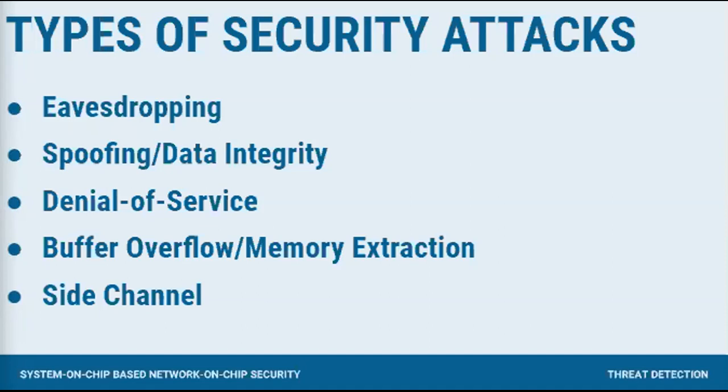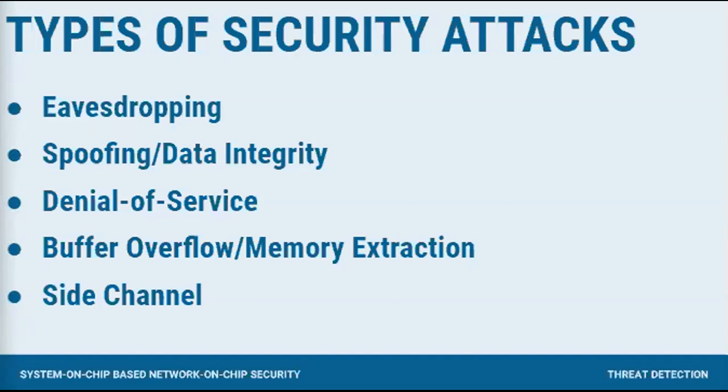So the first attack that I can talk about is the eavesdropping attack. It's like listening to confidential information passed through a network on chip when other intellectual properties are communicating. So if two intellectual properties within a system on chip are communicating, another one is listening and maybe passing the information somewhere else, maybe outside of the system on chip as well.